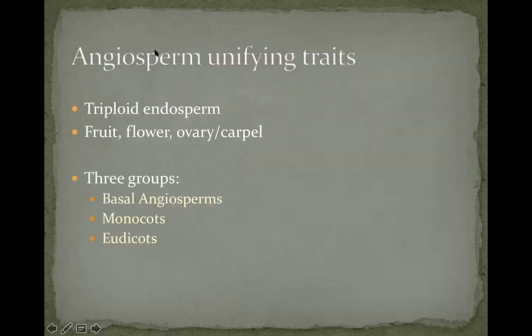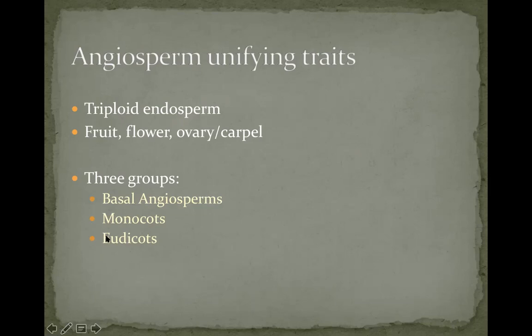Okay, so now we're going to go over the three different groups within the angiosperms. We have the basal angiosperms, and then we have the monocots and the eudicots. Now, the monocots are actually technically a basal angiosperm, but they have such different characteristics that they were made into their own group, but they are technically basal. And the eudicots are the more derived group, so they evolved much later.